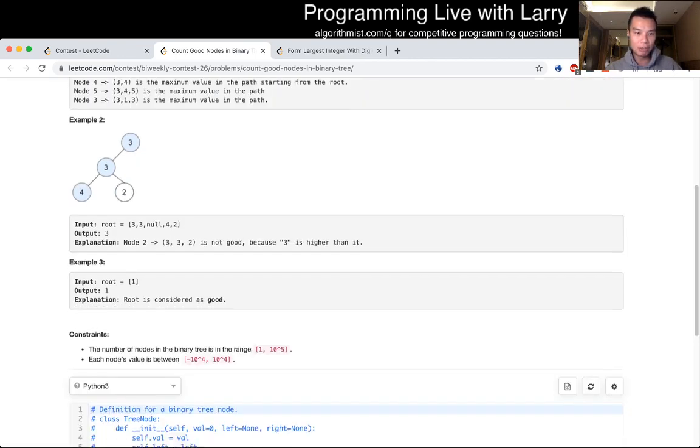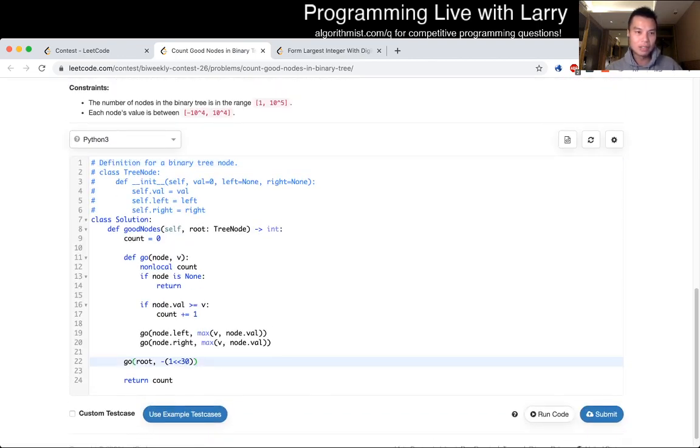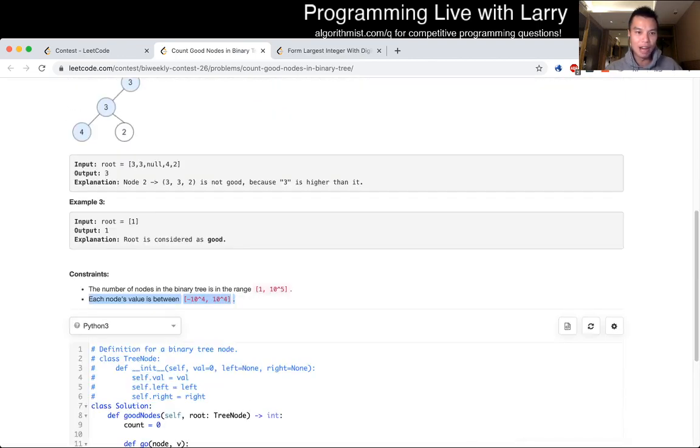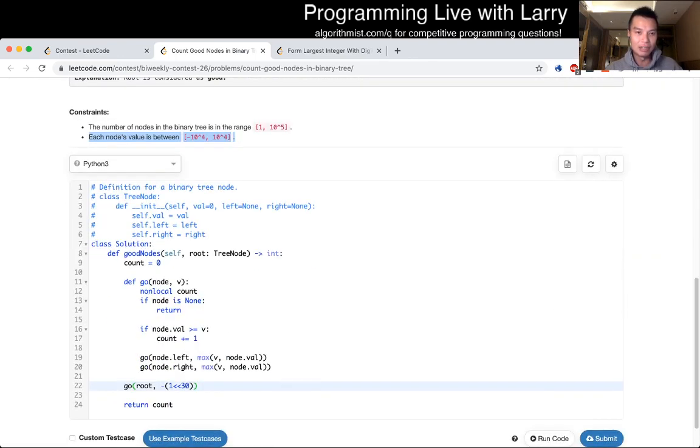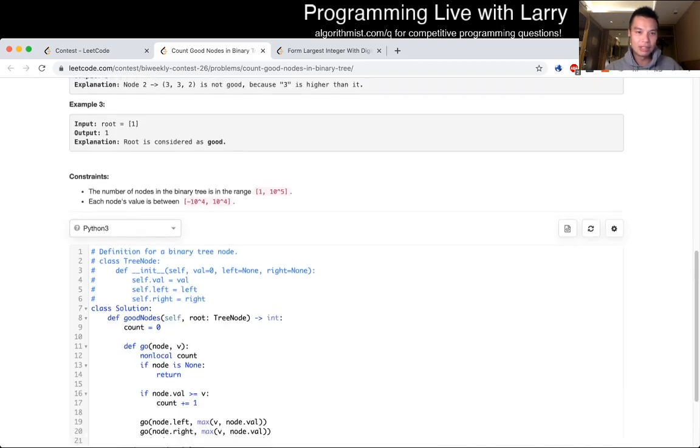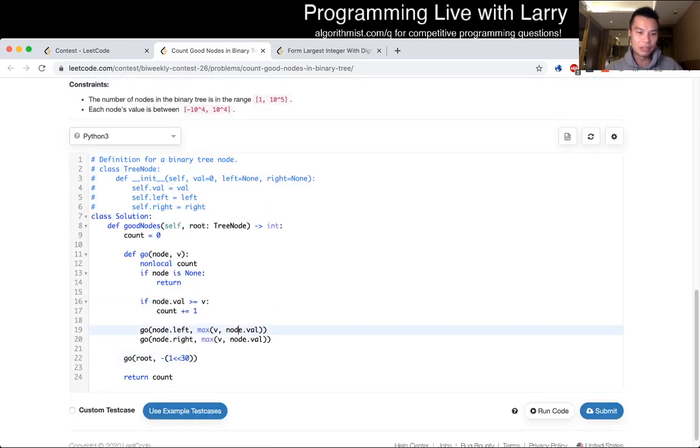So the recursion is pretty straightforward. The thing to check is that there are negative values, which might be a good 5 minute gotcha if you don't pay attention to that. So I had to change my signal value to a big negative number, and there's at least one node. After that, I just do recursion, and if the node value is bigger than the max value, which is v, then I increment. And then we just do that recursively with the max value seen so far. And that's Q3.